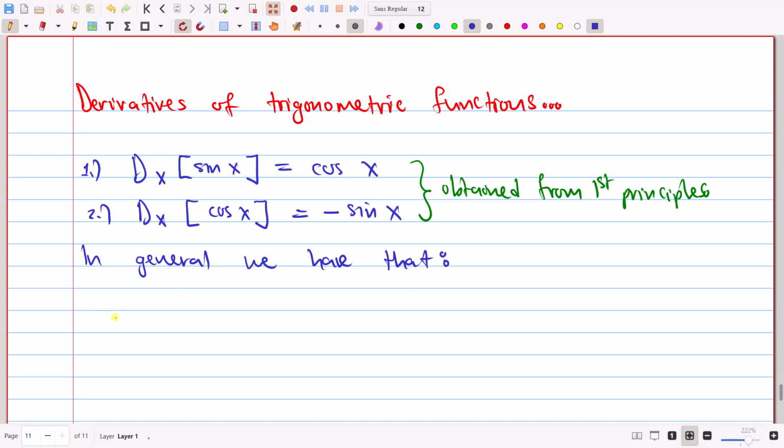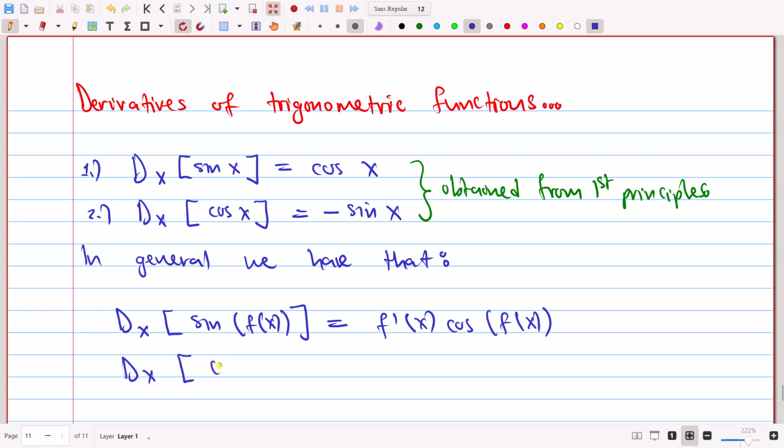If we look at a much more general procedure, then we have the following rules. The derivative of sine of some function f of x is equal to f prime of x times cos of f of x. And the derivative of cos of some function f of x is equal to negative f prime of x times sine of f of x.